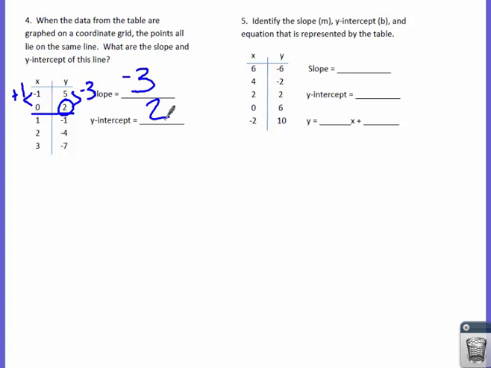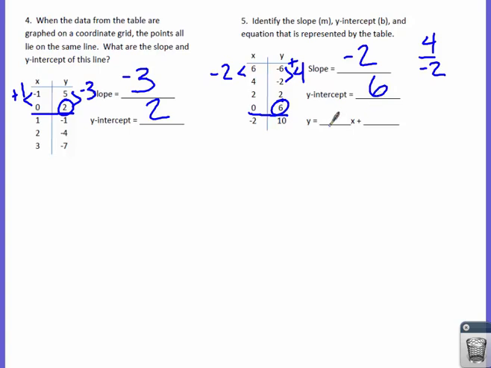Number 5, you're asked to do the same thing. It's just we have to then plug it into the y equals mx plus b format. Okay, so let's find our slope. Our delta y is +4. Our delta x is -2. So 4 divided by -2 gives us -2. So this gives us a negative slope. Now the y-intercept: we come down here to where x is 0, our y value is 6.